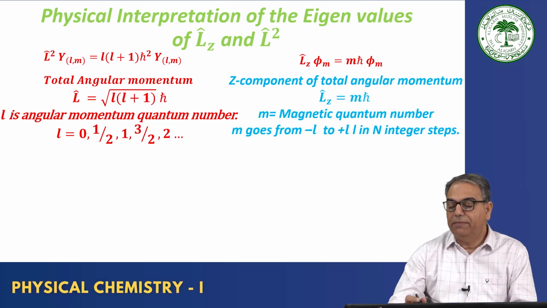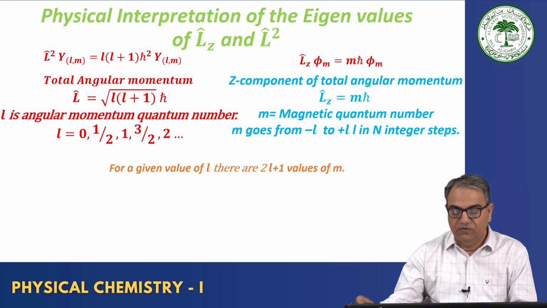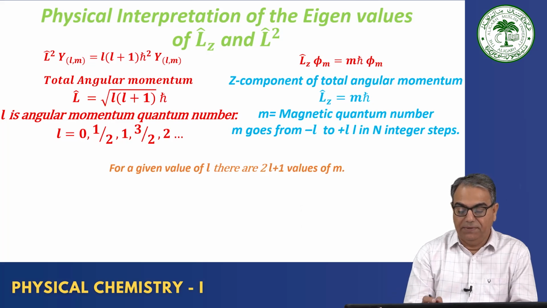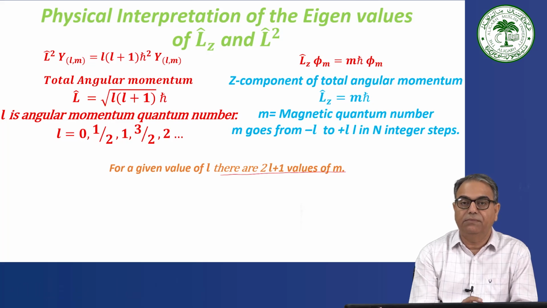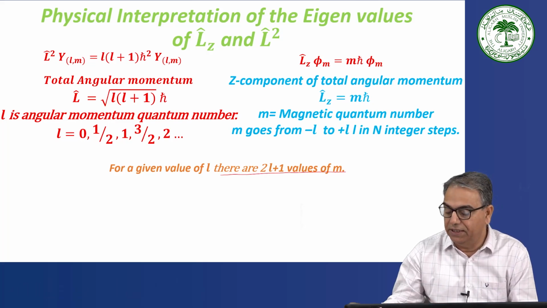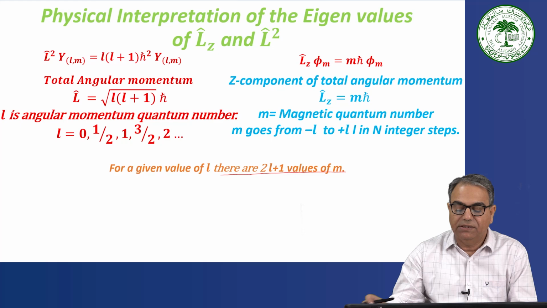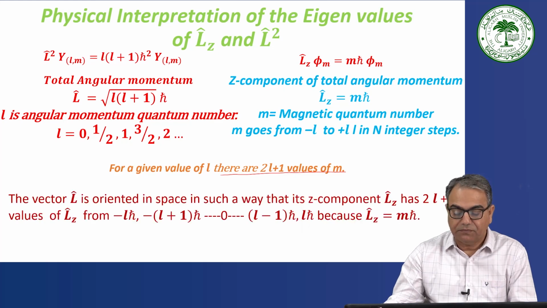Now m goes from minus L to plus L in integer steps. So for a given value of L, there are 2L plus 1 values of m. Again, it's a fact which you know, so I have written it, but we will prove and see why it is so, that there are 2L plus 1 values.